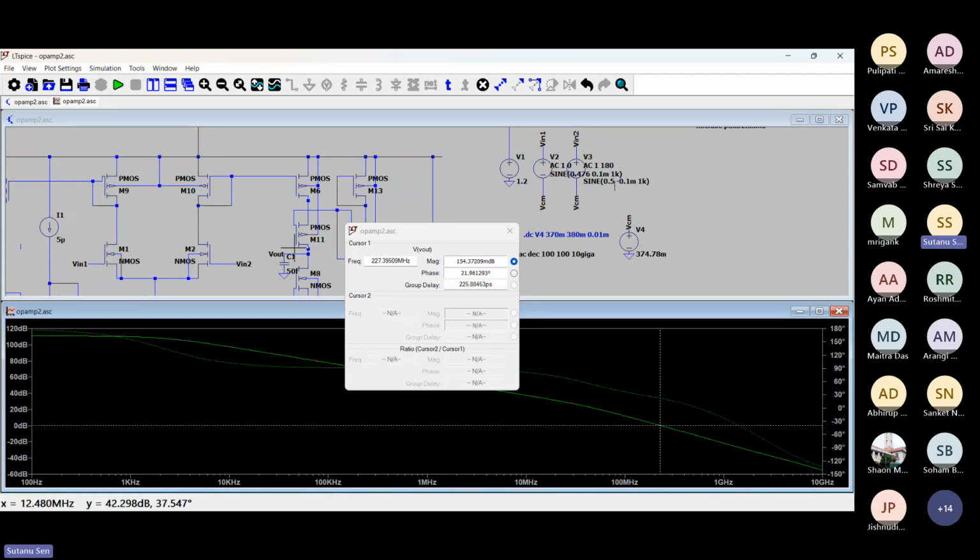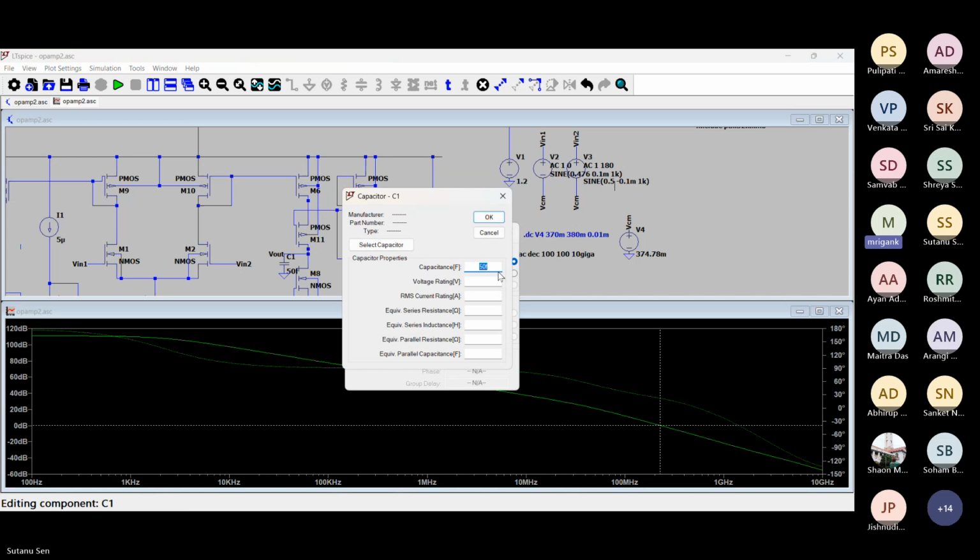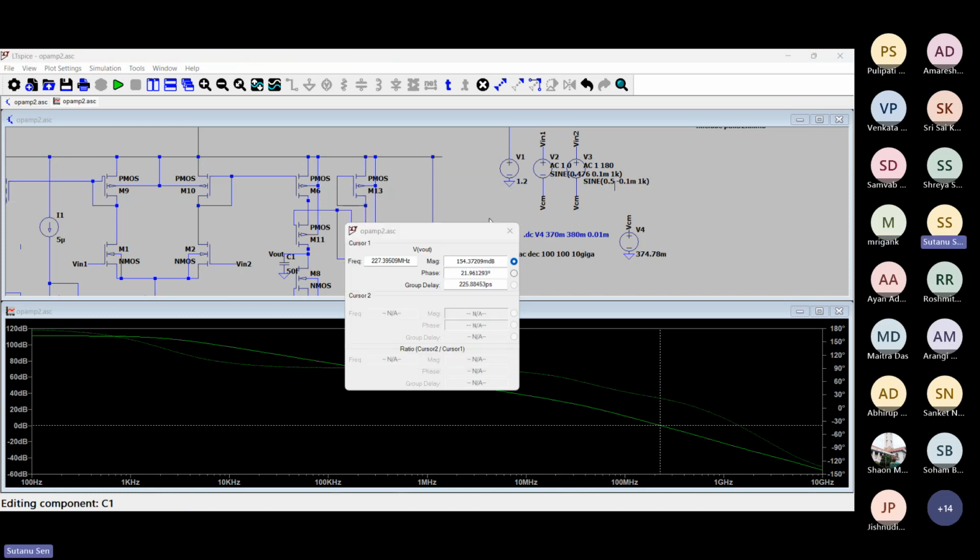I've put it, sir. It's here. It's now at 22 degrees phase margin. I think I'll need to increase the cap further. Sir, it's at 22 degree now, the phase margin. I think I'll need to increase the cap further, like around 100 femtofarad, I guess, or 200 femtofarad.